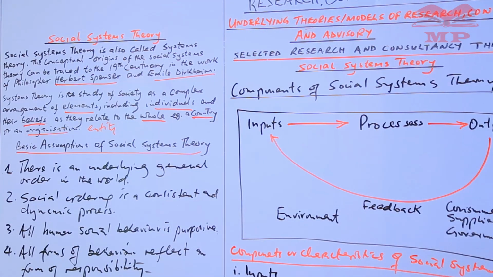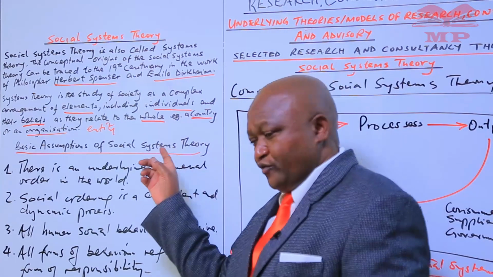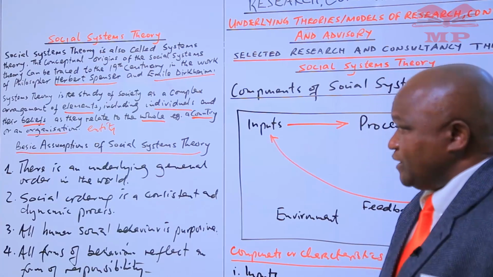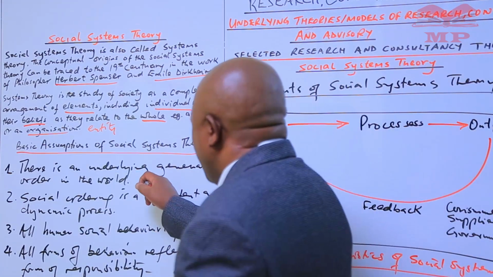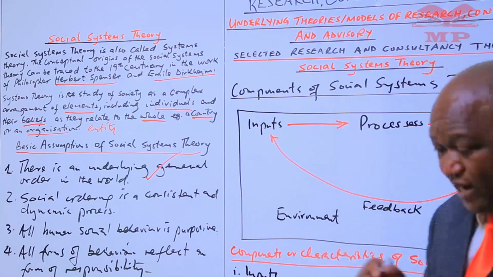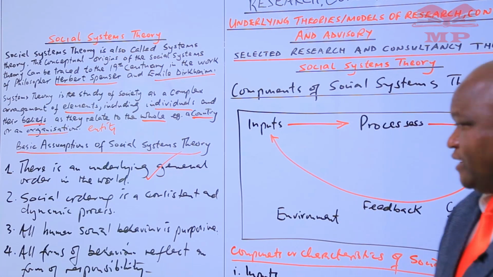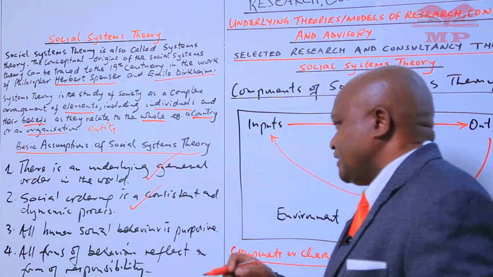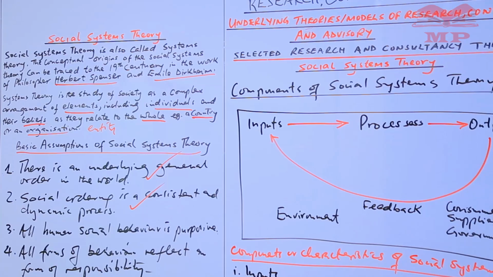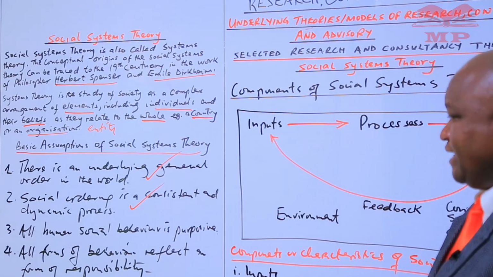And we have gone ahead to see some of the basic assumptions of social systems theory, where we have looked at the 4 assumptions. Assumption 1 is that there is an underlying general order in the world. That is an assumption of the social systems theory. Number 2, social ordering is a consistent and dynamic process. To put things in order, it has to be done consistently, and the process is dynamic.